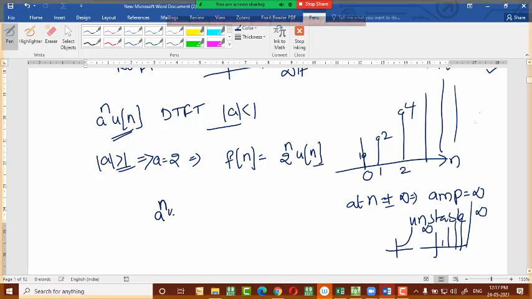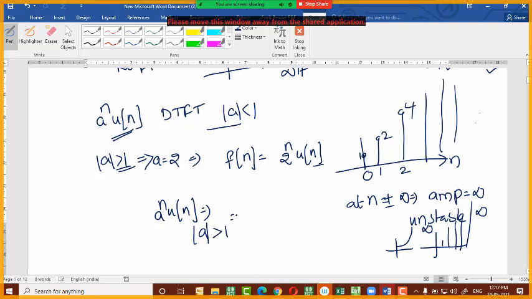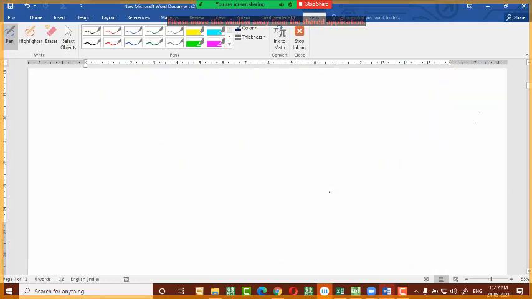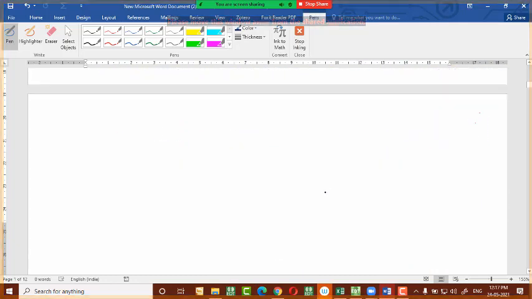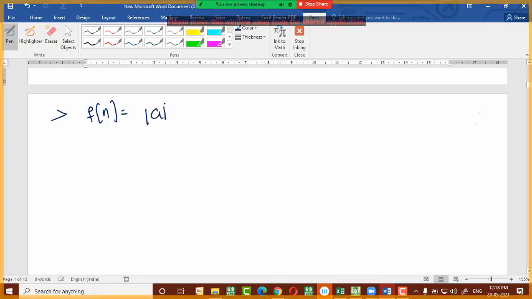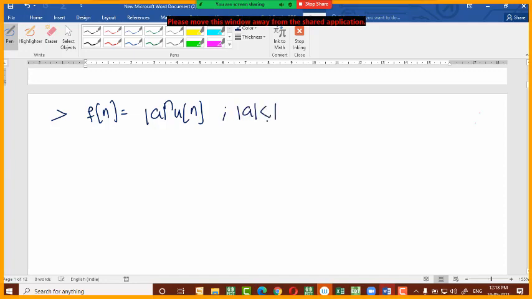So for a power n u of n, if you take modulus of A greater than 1, the signal is an unstable signal. So we cannot apply the Fourier transform, or the DTFT is not available. Surely it is not available. That's why in the question they have mentioned that f of n is equal to modulus of A power n u of n, where modulus of A is less than 1.